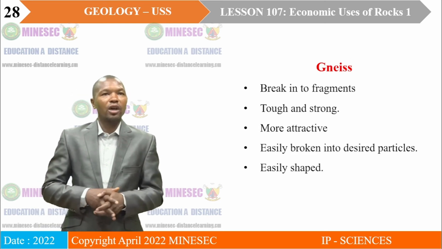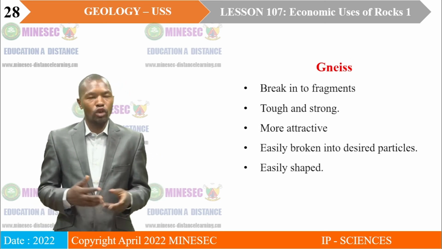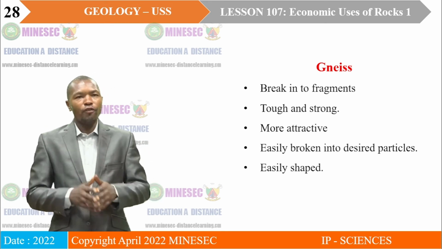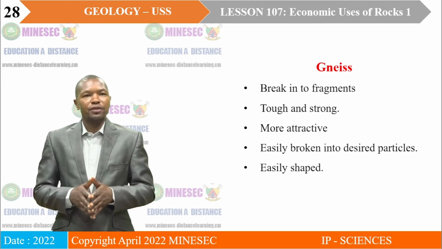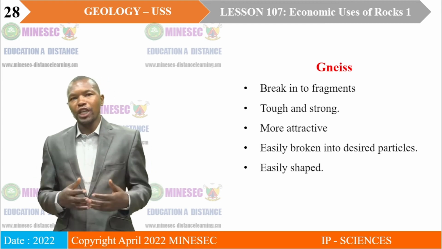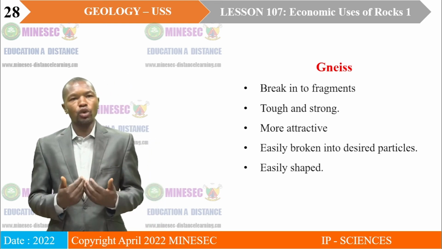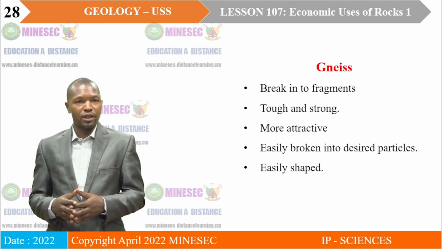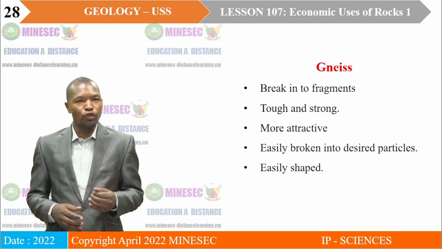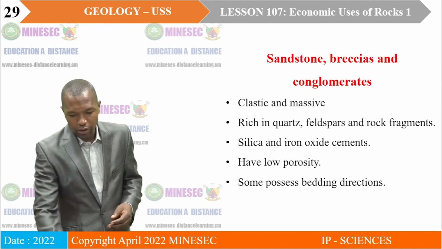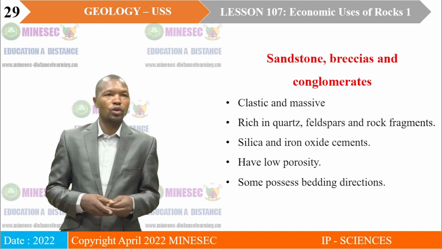Then we have gneiss or gneisses. Gneisses break into fragments. They are tough and strong, more attractive, easily broken into desired particles, and they are easily shaped into different designs. The reason why they can be good for ornamentation works or dimension stone works.